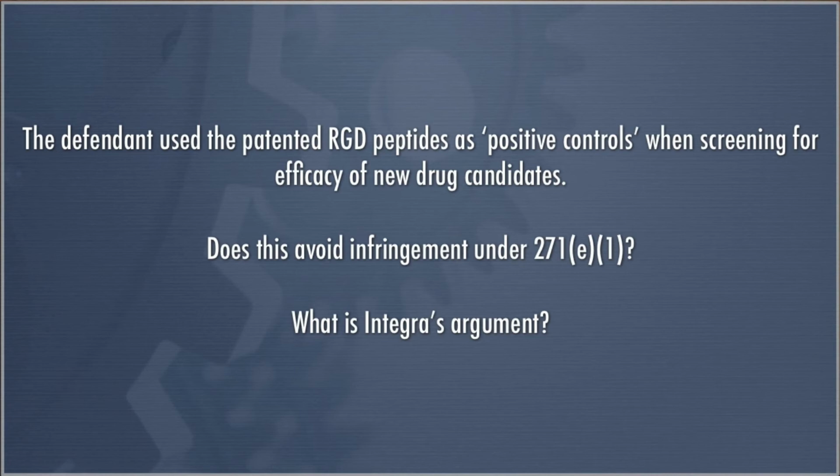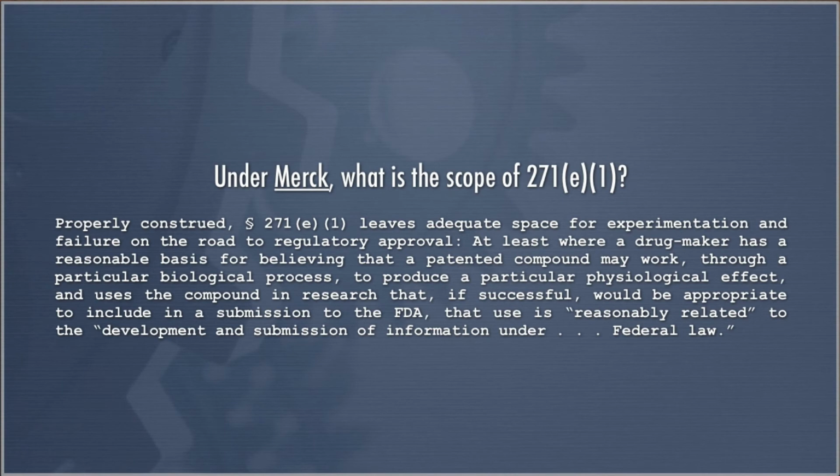Right, and so that's the question that the Supreme Court dealt with, right? But what they said is they agreed with Merck, and they read 271(e)(1) broadly. The Supreme Court said as follows: that properly construed, 271(e)(1) leaves adequate space for experimentation and failure on the road to regulatory approval, at least where a drug maker has a reasonable basis for believing that a patented compound may work through a particular biological process to produce a particular physiological effect, and uses the compound in research that, if successful, would be appropriate to include in a submission to the FDA. That use is reasonably related to the development and submission of information under the federal law, right?